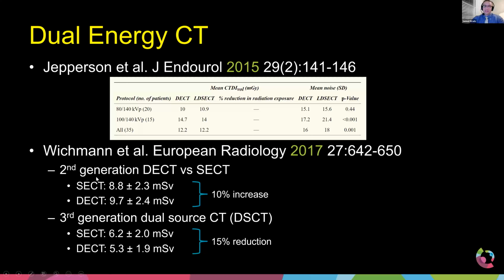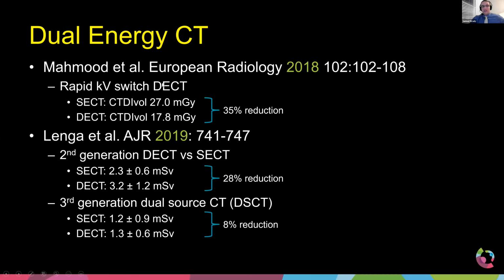But then in that same publication, they looked at a third generation, which was the most advanced dual source CT scanner they had. And the single energy was actually higher than the dual energy. The dual energy represented a 15% reduction to patients. In 2018, in that Mahmoud paper I talked about, the single energy versus the dual energy was about 35% lower. And then in 2019, looking at these second generation dual energy CT scanners, there was about a 28% reduction. And then the third generation was an 8% reduction.